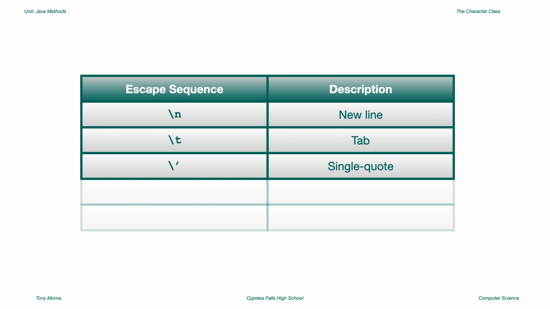Then there's backslash single quote. This is what we use when we want to actually output the single quote. Then there's backslash double quote, which is what we use when we actually want to output a double quote.